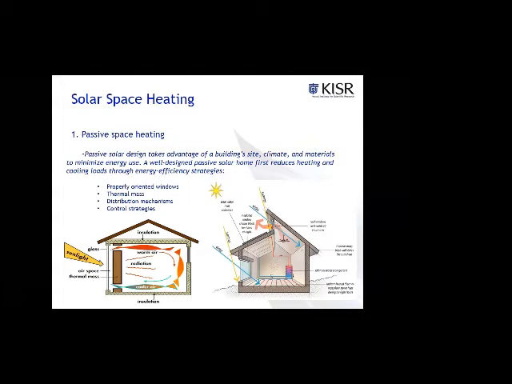In the solar space heating field, we have two options. There is passive space heating. Basically, we're not using solar collectors here, but we use different materials and different mechanisms to absorb the sunlight or the radiation to heat houses.